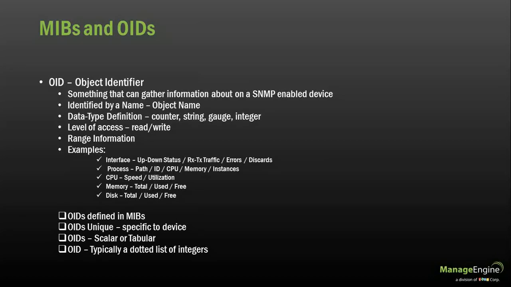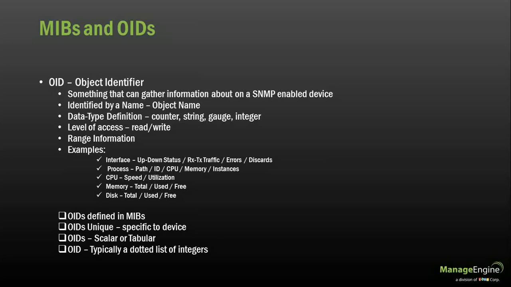Interface up-down status, Rx/Tx traffic errors, discards, process information like the path, ID, CPU memory, and number of instances, CPU speed and utilization, total used or free memory, and total used or free disk space. Each of these is an OID, and each has got an object name, and each OID has a different data type.